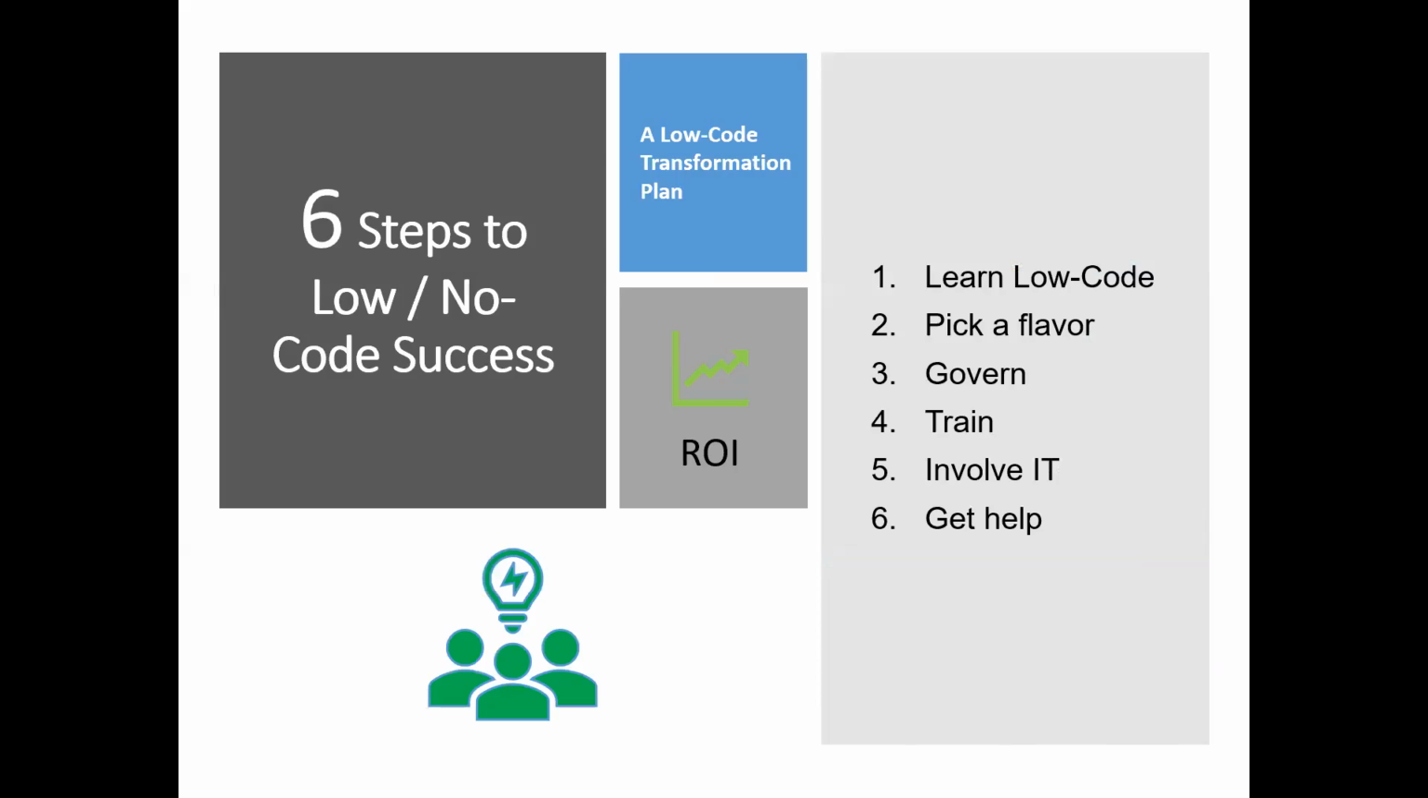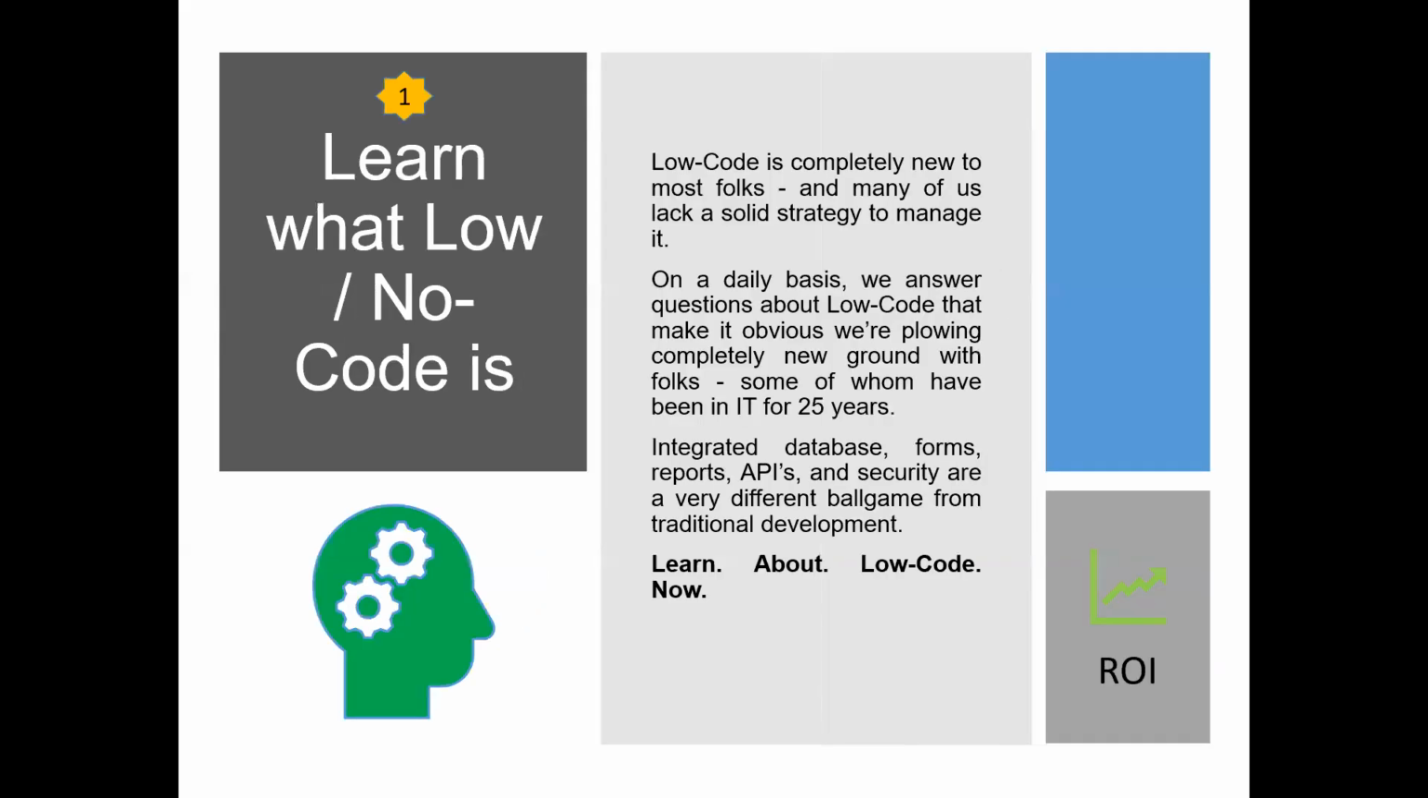And what we've come up with is 6 ways to do that. And they're pretty simple, but if you get them right, they're probably going to make sure that your low-code transformation is successful. And these are the 6 things. First of all, learn low-code. We'll talk about all these in a second. Pick a flavor, govern, train, involve IT, and get help. So what does this look like? Let's dive into this real quick.